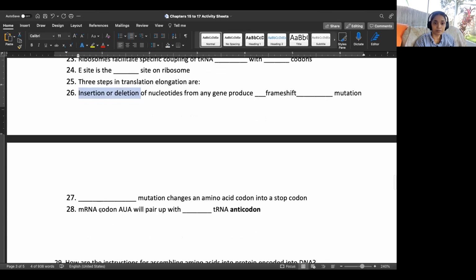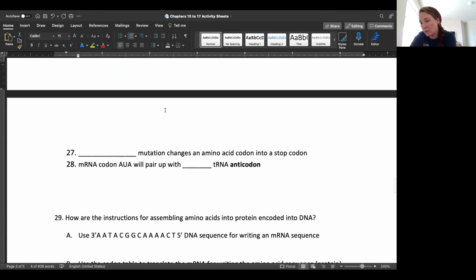Next, Brittany. Number 27: a nonsense mutation changes an amino acid codon into a stop codon. Nonsense results in a stop codon. It is there in my PowerPoint. Check and make sure.